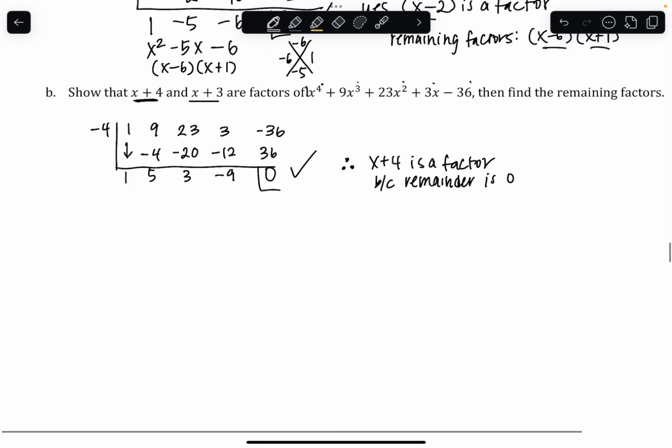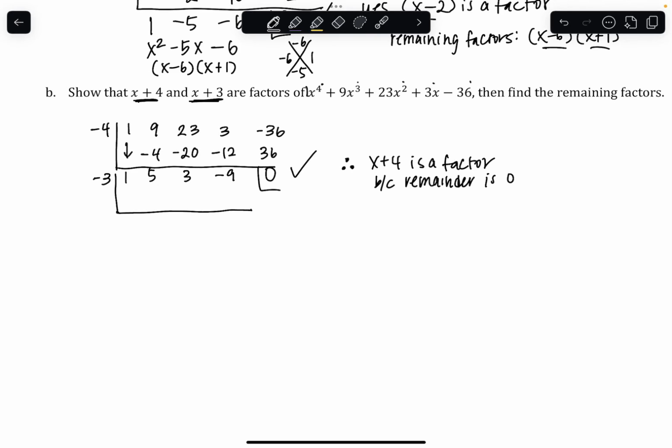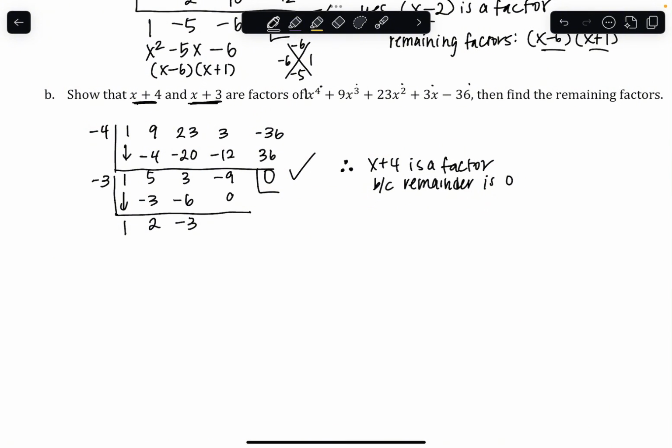Okay, and so now we can just show that x plus 3 is a factor of this quotient. Okay, so the negative 3 would go here. Bring down your 1. 1 times negative 3 is negative 3. Add, we get 2. 2 times negative 3 is negative 6. Add, we get negative 3. Negative 3 times negative 3 is positive 9. Add, we get 0. And so therefore, x plus 3 is a factor because the remainder is 0.